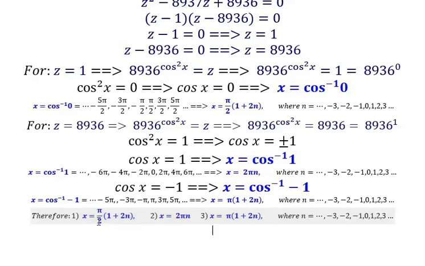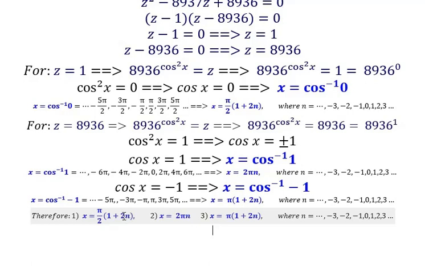Therefore, the three solutions are x equals pi over 2 and all its coterminals, and 3 pi over 2 and all its coterminals. Then x equals 0 and 2 pi and all their coterminals. And x equals pi and all its coterminals.